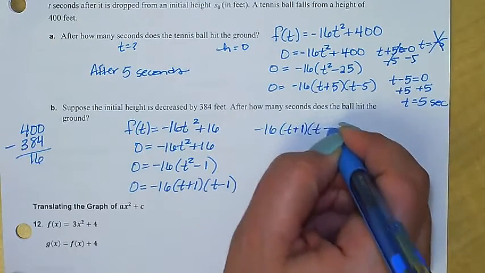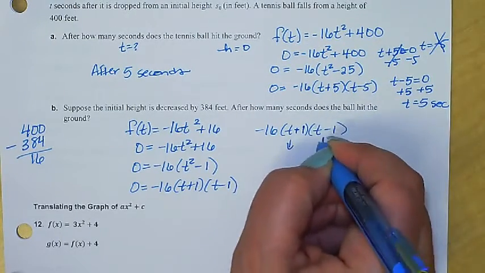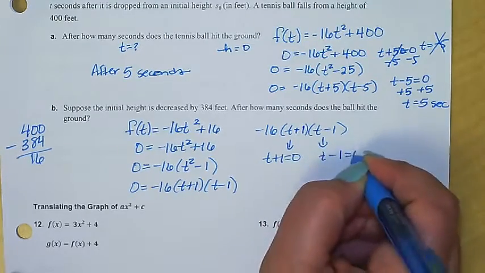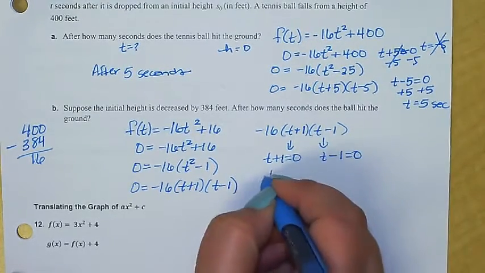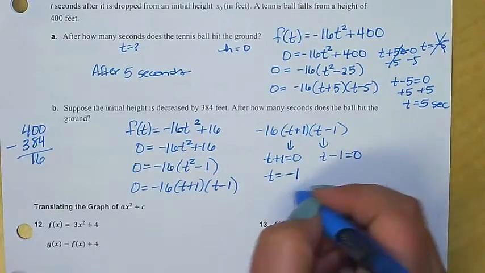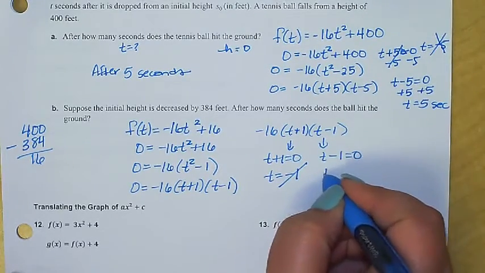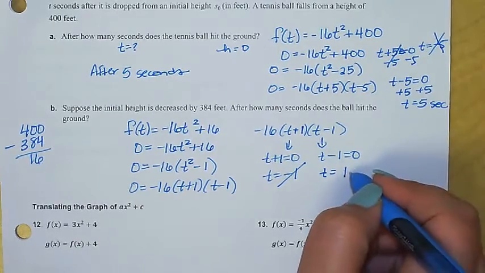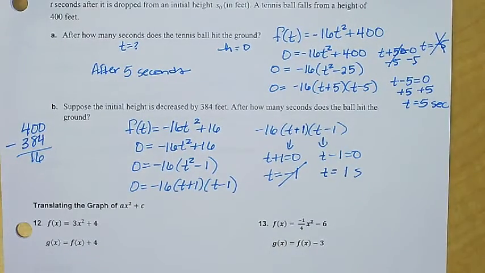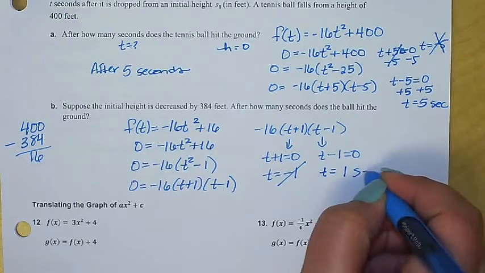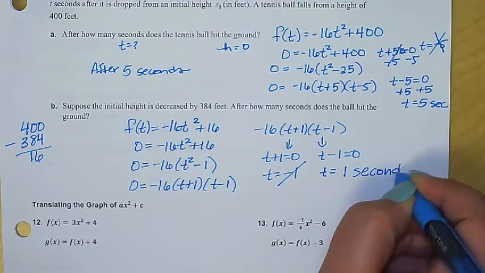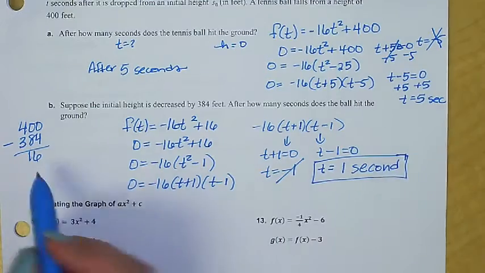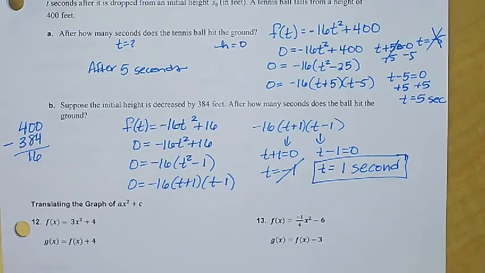We'll set each one of these equal to 0: t plus 1 equals 0, t minus 1 equals 0, and we'll solve. So one option is t equals negative 1, which again, time travel hasn't happened yet. We can't really go negative or back in time. But t equals 1 is very doable. So we're looking at 1 second to reach the ground. So it takes 1 second for the ball to hit the ground if it had been dropped from 16 feet.